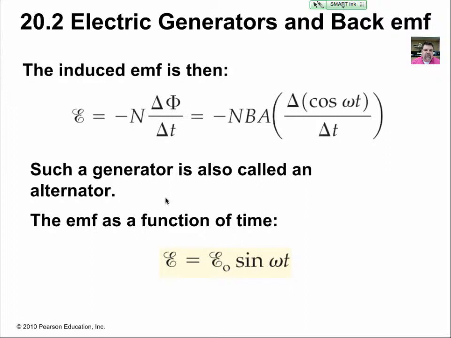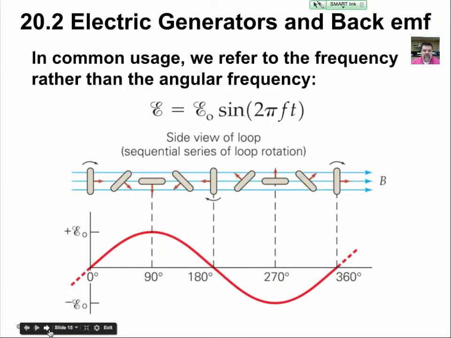So the EMF as a function of time can also be represented by the initial EMF times sine of omega t, where omega is the angular frequency. It's the lowercase omega, a Greek letter that represents the angular frequency. I think I said speed before, but it's angular frequency.